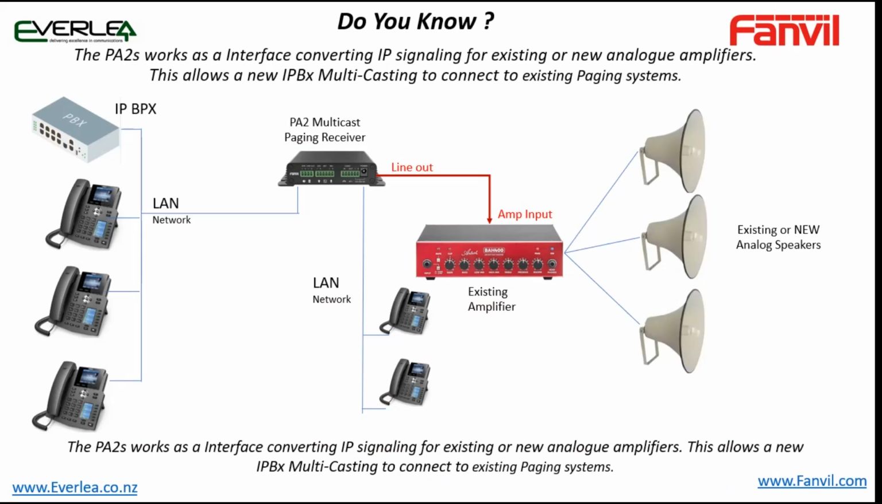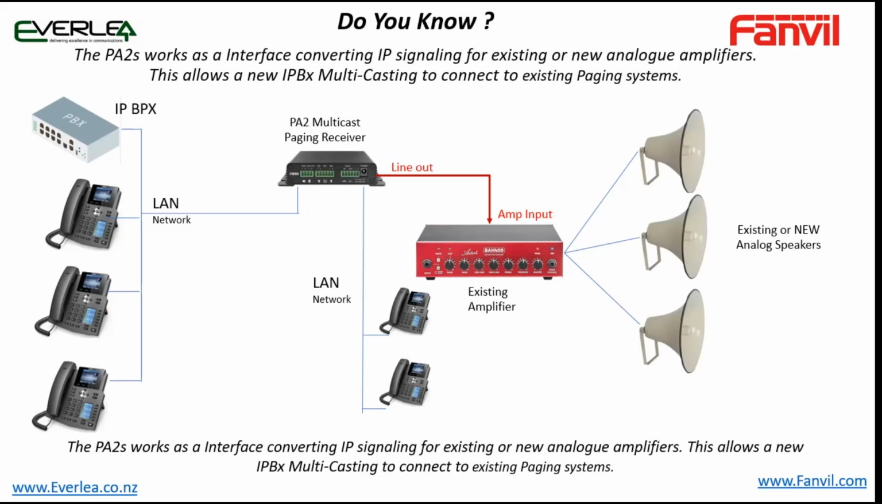In our first paging example we have a customer replacing their existing phone system with a new on-premise IP phone system. But the customer has an existing paging system and they want the new phone system to connect to it. The existing paging system has an analog amplifier and existing analog speakers. In this case, the Fanvil PA2 will act as an interface between the new phone system and the existing paging amplifier. The PA2 will convert the IP signaling to audio input for the existing analog amplifier.